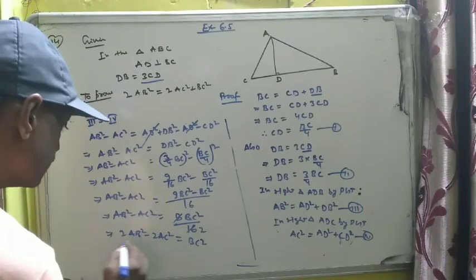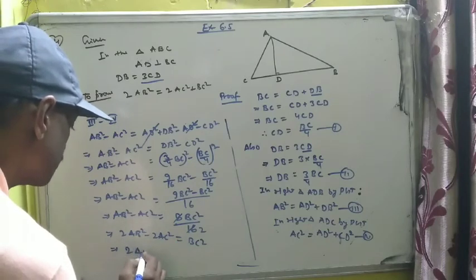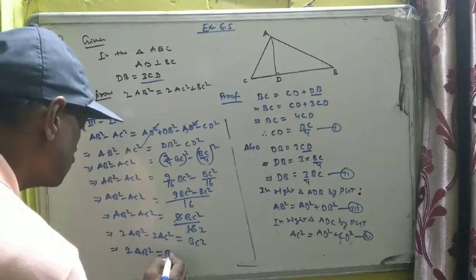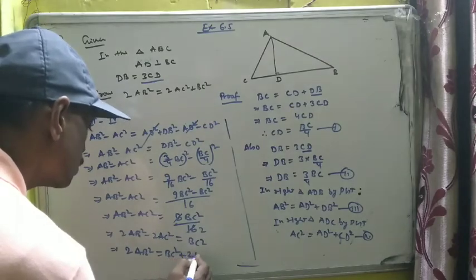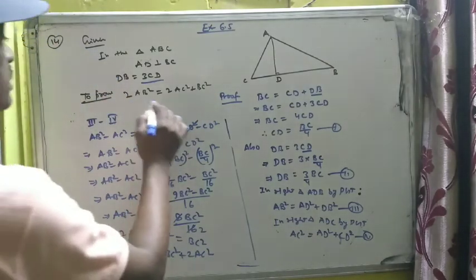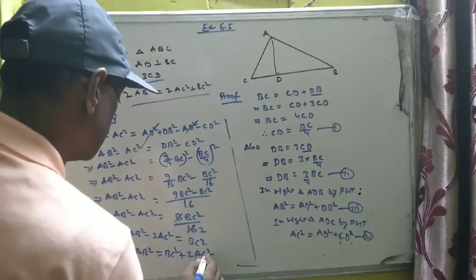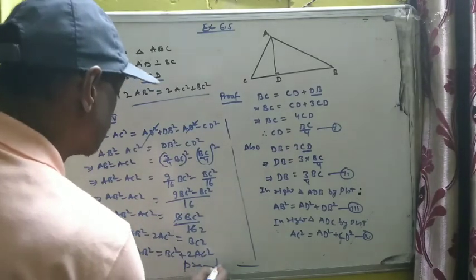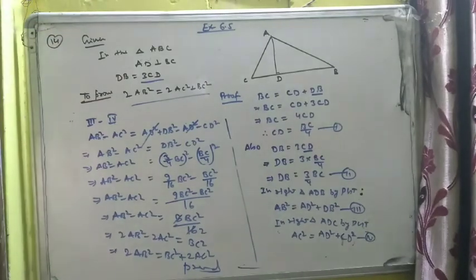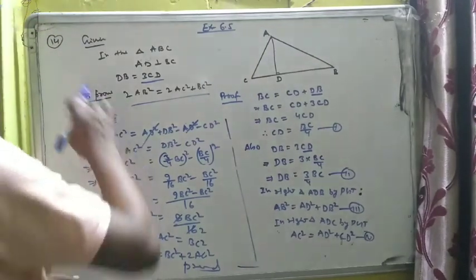Just transfer 2AC square to that side, so it gives you 2AB square equal to BC square plus 2AC square. Just match this: 2AB square equal to BC square and 2AC square. Now it is proved. So this was question number 14. Let us see question number 15 now.